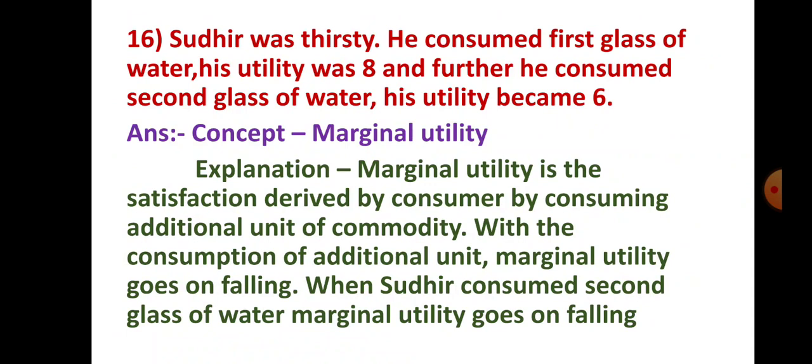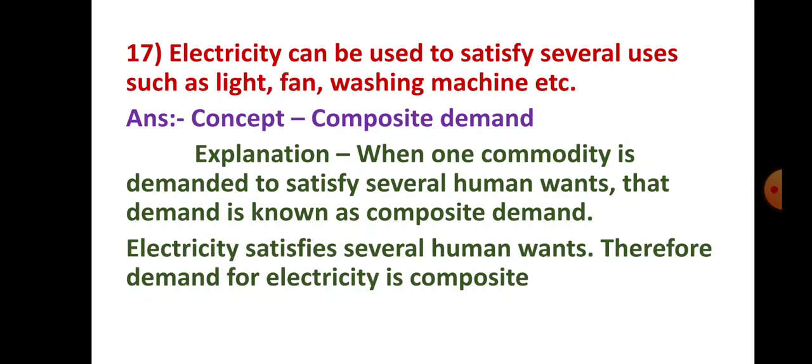What is marginal utility? Marginal utility is a satisfaction derived by consumer by consuming additional unit of commodity within a given period of time. So with the consumption of additional unit, marginal utility goes on falling. When Sudhir consumes second glass of water, marginal utility goes on falling. Now let us see the next illustration.